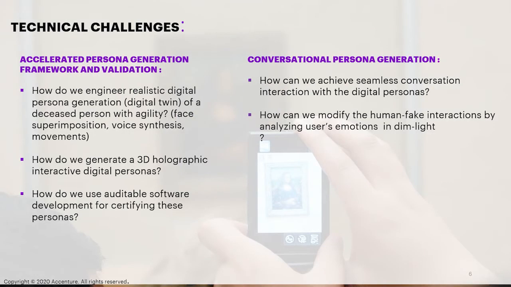While we started off, we faced many technical challenges, a few being as follows. How do we engineer such a realistic digital persona of a deceased person with agility? As you all know, M.F. Hussain is no more. Thus, the challenge was how do we get enough data to recreate his face, voice, and movements, etc. Next, the question was how do we ensure that this 3D holographic projection is interactive as well? So we had to establish a seamless conversation between the 3D holographic persona and the visitors. We also had to modify the conversations based on understanding the emotions of the user. And for us, this projection was to be in a dim light to ensure the 3D holographic projection is visible. So this was the greatest technical challenge we had.